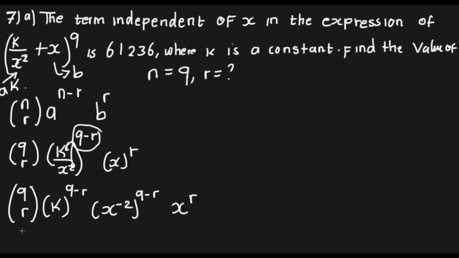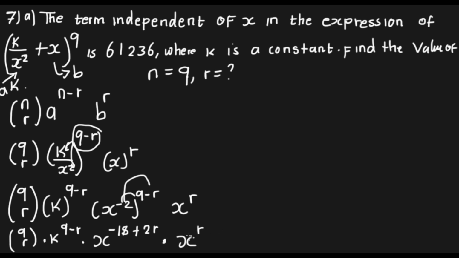Right, so we move on to 9 combine r is equal to k, multiplied by k raised to the power 9 minus r. Then I'm going to distribute this to 9 and negative r, giving me x raised to the power negative 18 plus negative 2 times negative r, which gives us 2r, times x raised to the power r.